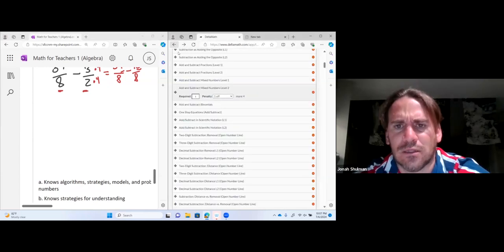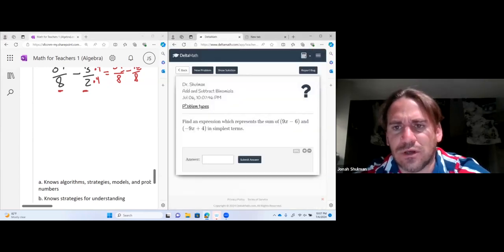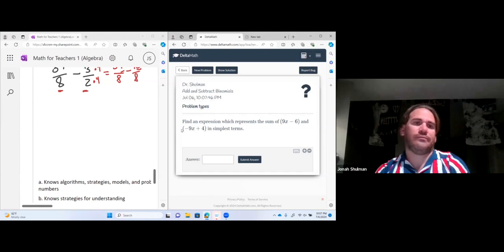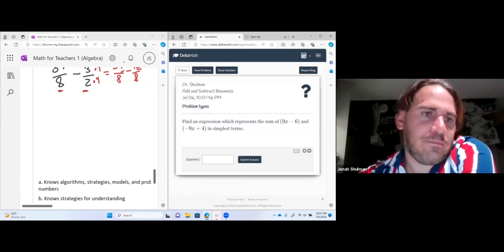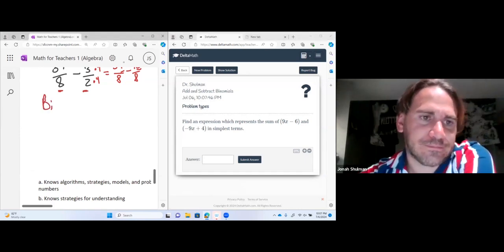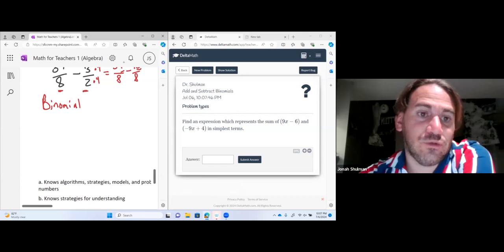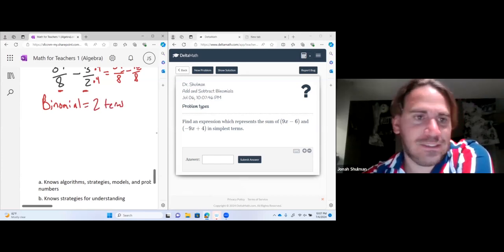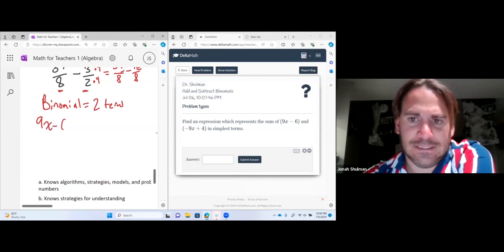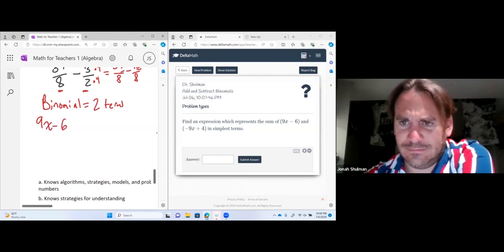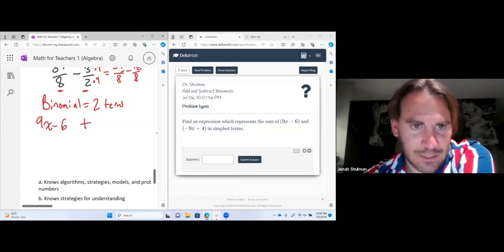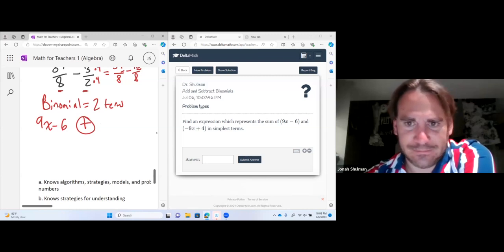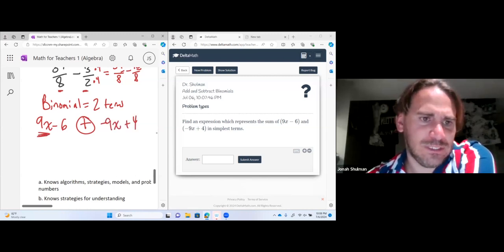Let's go hit back. All right, so these are what's called binomials. Binomial means you got two things, two terms. So you see how this is 9x minus 6? And this represents the sum. Sum's adding a negative 9x plus 4. So all we have to do is put these like terms together.